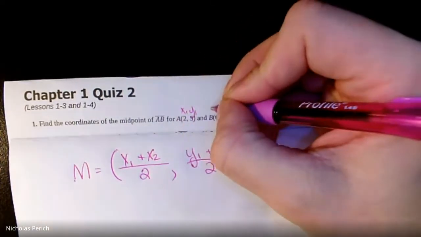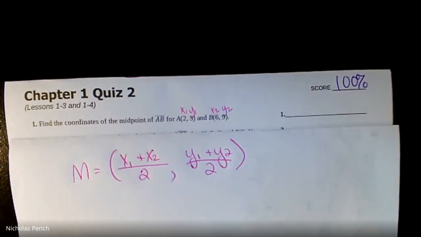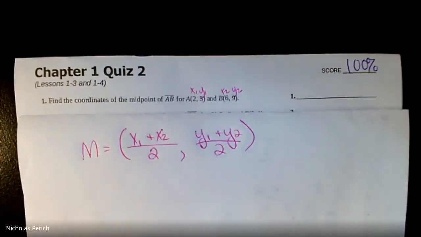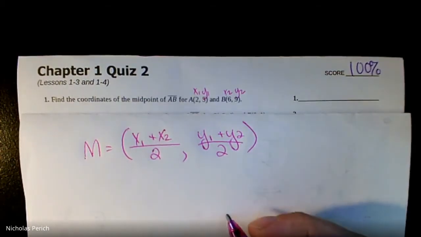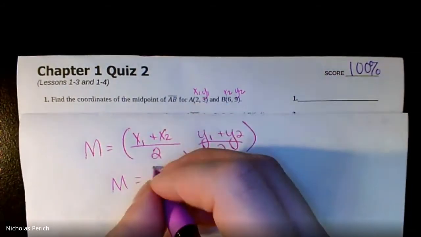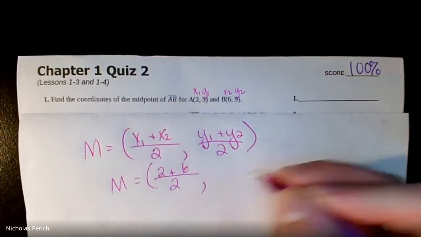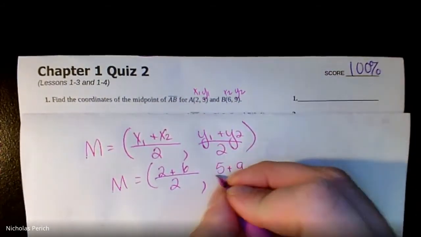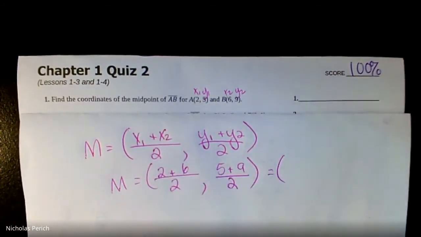If I call you x sub 1 and I call you y sub 1 and I call you x sub 2 and I call you y sub 2, I could throw those into the midpoint formula, which is x sub 1, which is 2, plus x sub 2, which is 6, divided by 2, comma, y sub 1, which is 5, plus y sub 2, which is 9, all divided by 2.